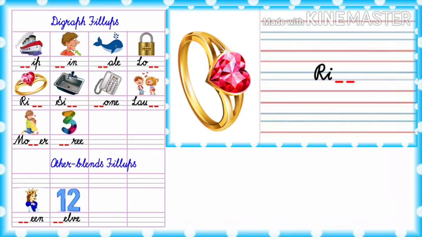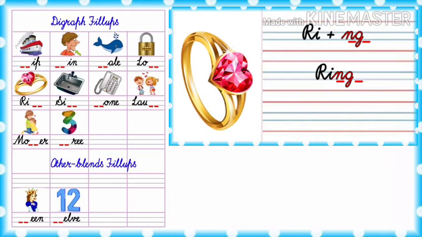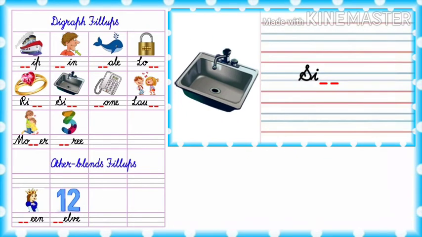It's time for the next word. Which picture is this? It's a picture of a ring. So which sound is missing? Ng sound is missing. So fill the correct digraph NG and make the word complete. Ring.